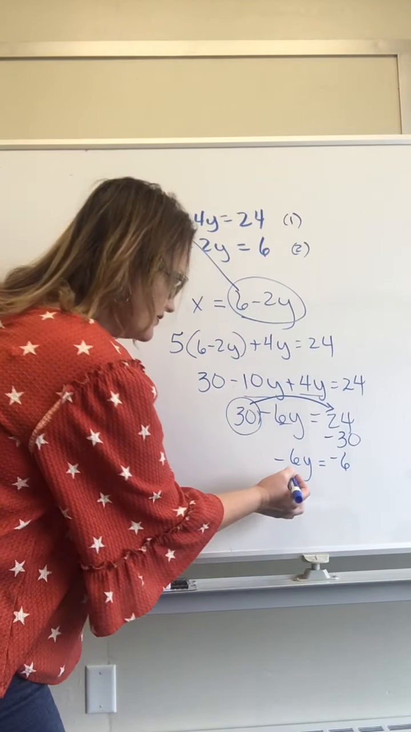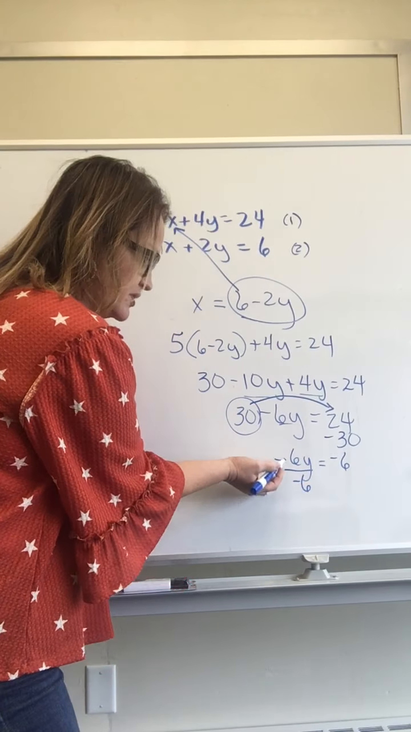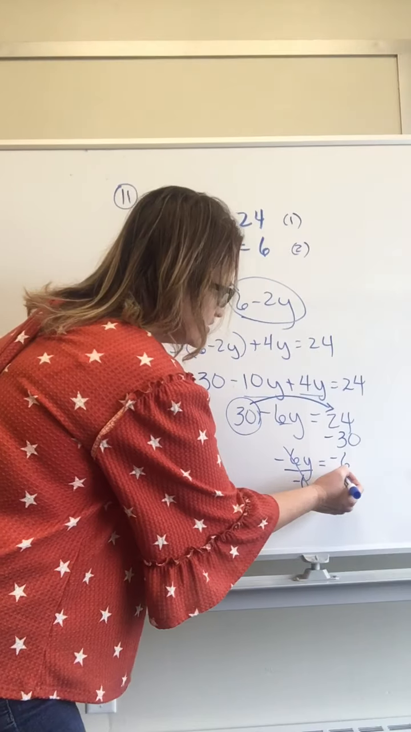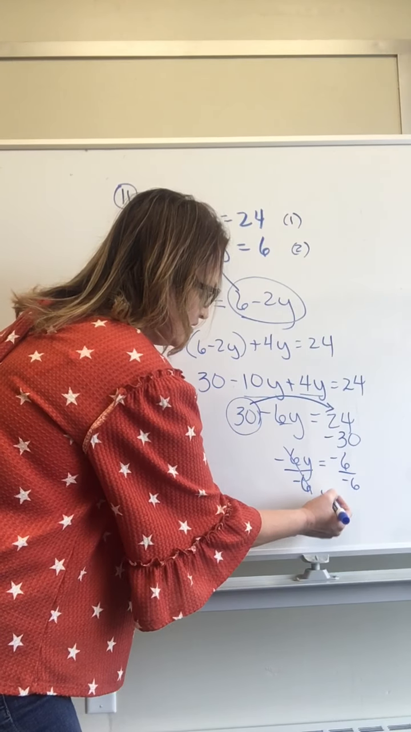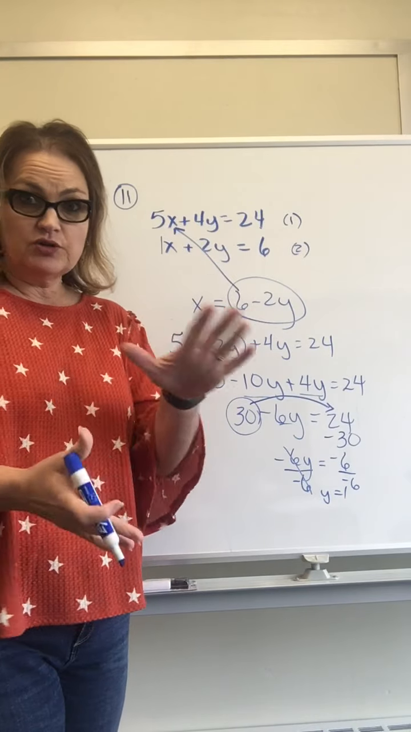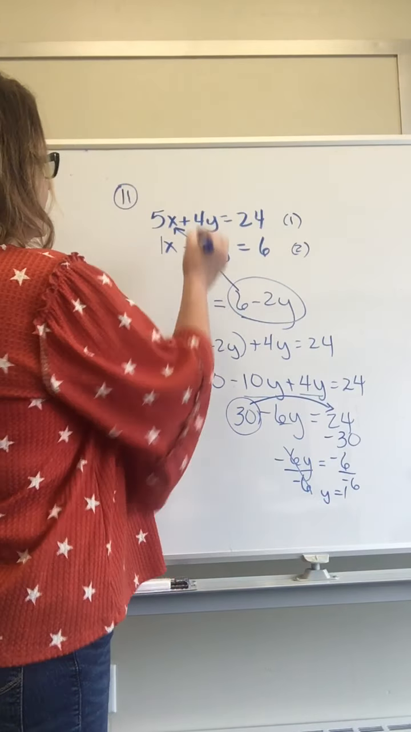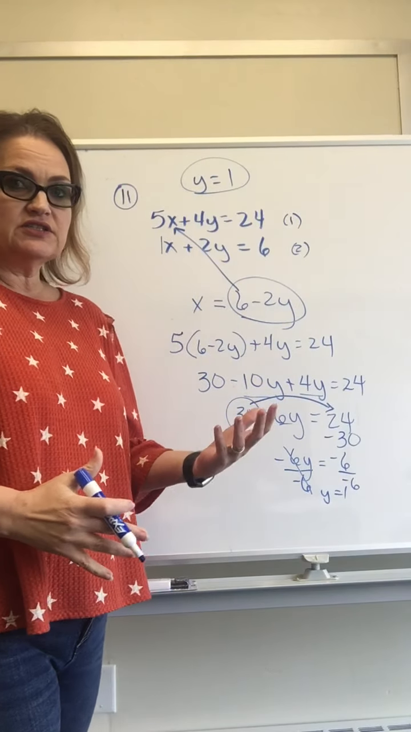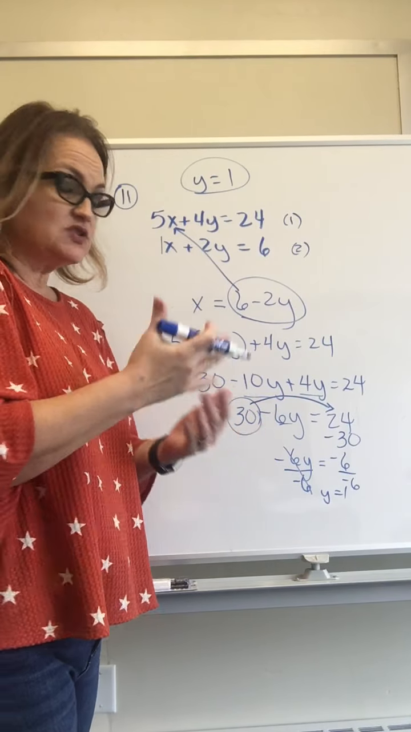Last step to solve is divide by what's on that variable. Negative 6 divided by negative 6 makes a positive 1y. Do the same thing to this side, and you'll have y equals positive 1. So that's a good part of our solution. Y equals positive 1. So I know what y is. I still need to know x, so I'll have a point, an xy point.